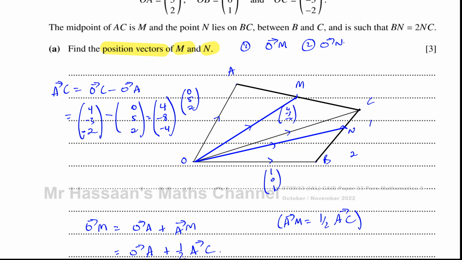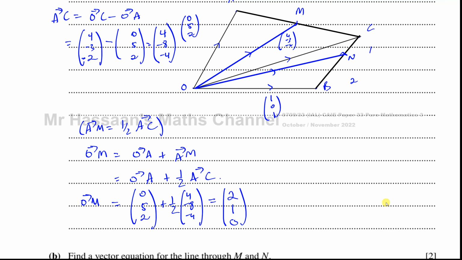And we have to also find O to N. Now to find O to N, we can go from O to B and B to N. So you can say O to N is like going from O to B plus B to N. Now, what do we know about B to N? Well, that's 2 parts, that's 1 part, that's 3 parts altogether, B to C. So B to N is like 2 out of 3 parts of B to C.